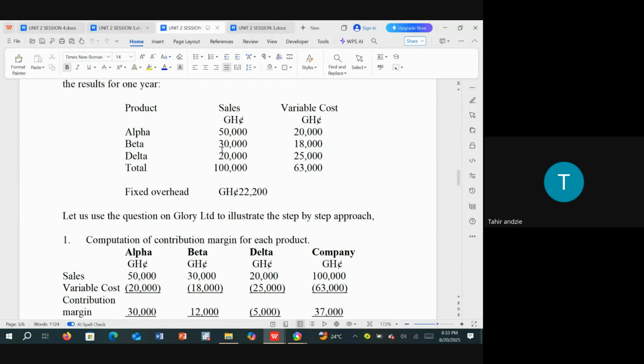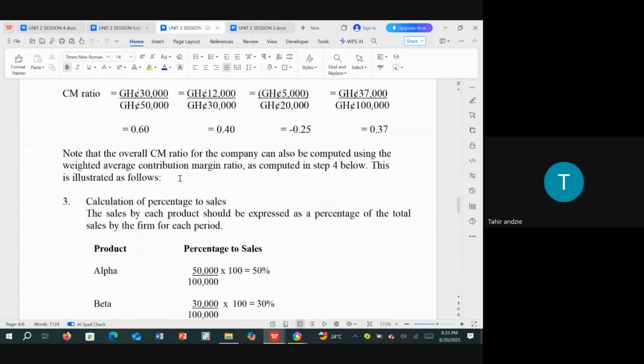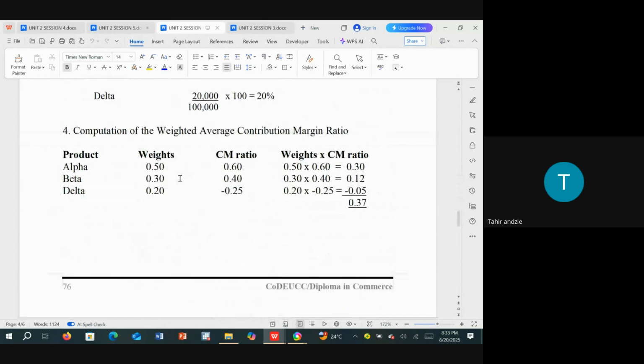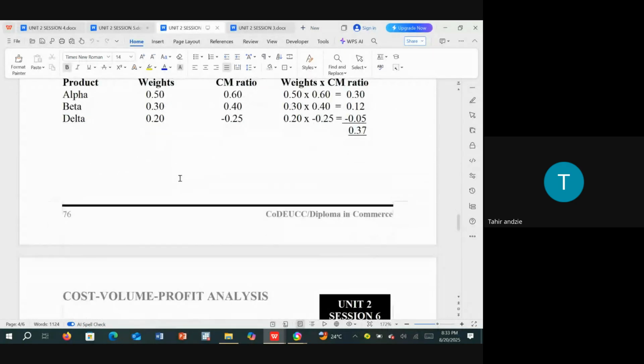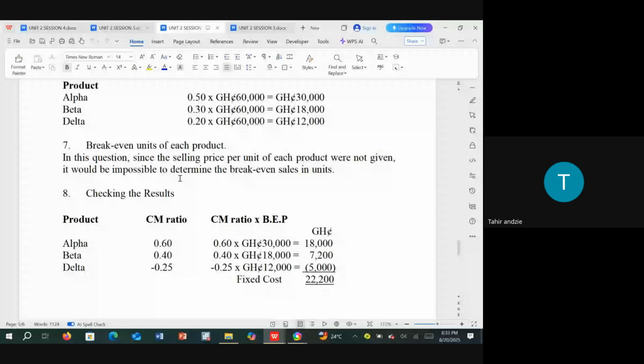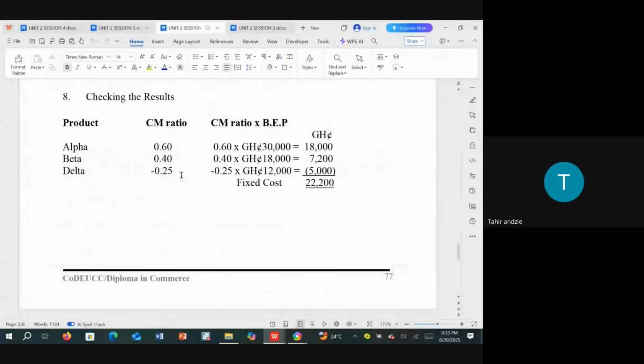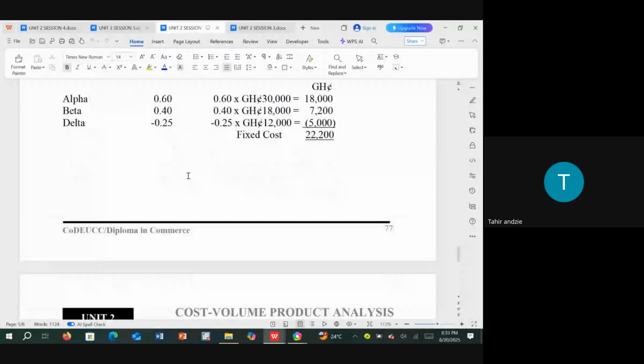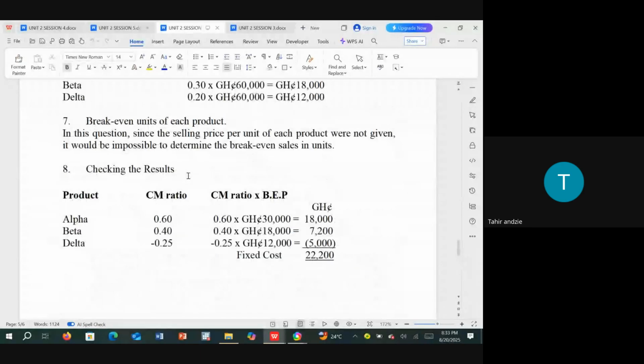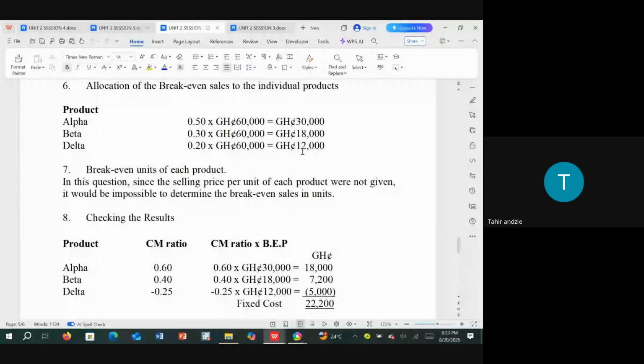However, because we don't have the selling price per unit, because we do not have the quantity sold, we cannot determine the break-even units for each product, because in this case we cannot divide. What we would have done is to look at the break-even sales for each of the products here, divided by their selling price. But we don't have the selling price. So in this question, since the selling price per unit of each product was not given, it would be impossible to determine the break-even sales in units.